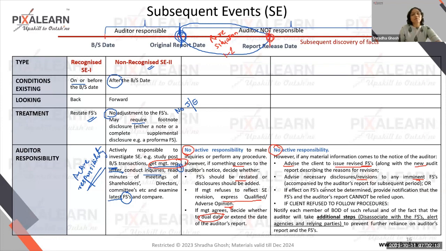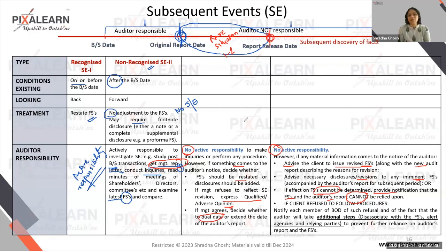Okay. Or if the effect on the financial statements cannot be determined, you really don't know, it was such a big bomb, your license has been scrapped, something which is really big for your company, then you provide notification that the financial statements and the audit report cannot be relied upon. In the worst case scenario, when you cannot pinpoint a figure that's really huge for you, you come ahead and you let the clients and the users know through the client, please do not rely on this report. This report is not reliable.